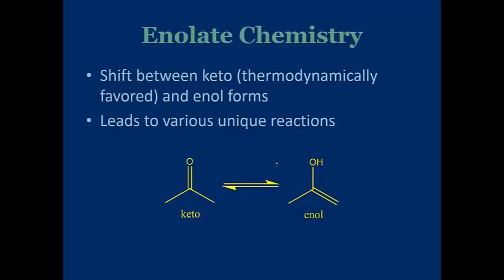For the next portion of the lecture, we're going to talk about enolate chemistry. And we're going to have to start with what an enolate is. An enol results when you shift between the keto and the enol forms. The keto form is the one that you're generally going to see with the carbonyl. This is more thermodynamically favored. But occasionally, you're going to shift to the enol form, which is an alcohol on an alkene.